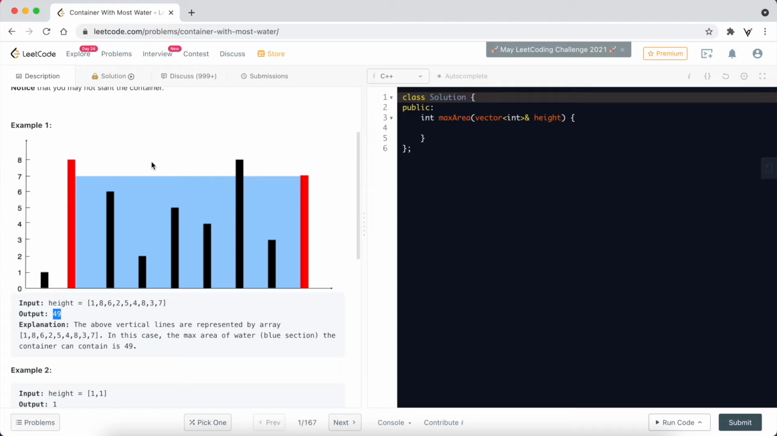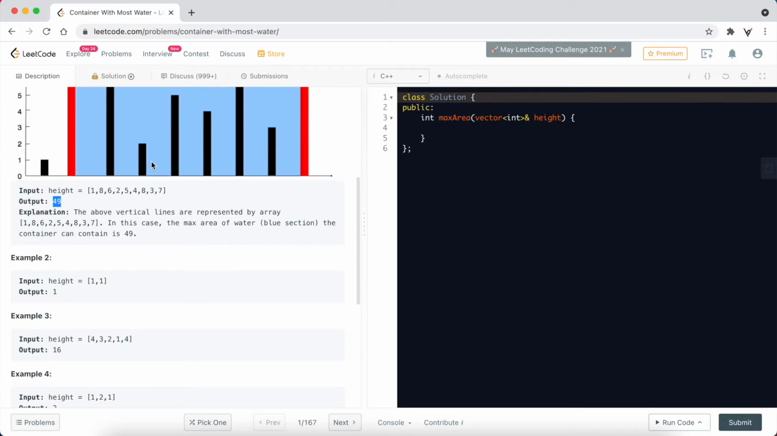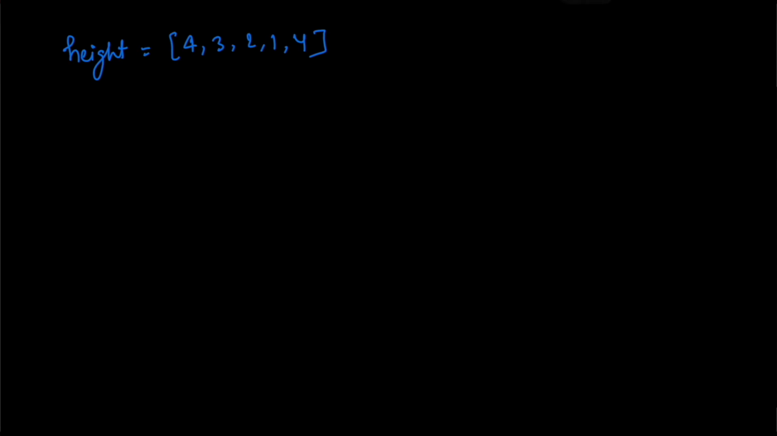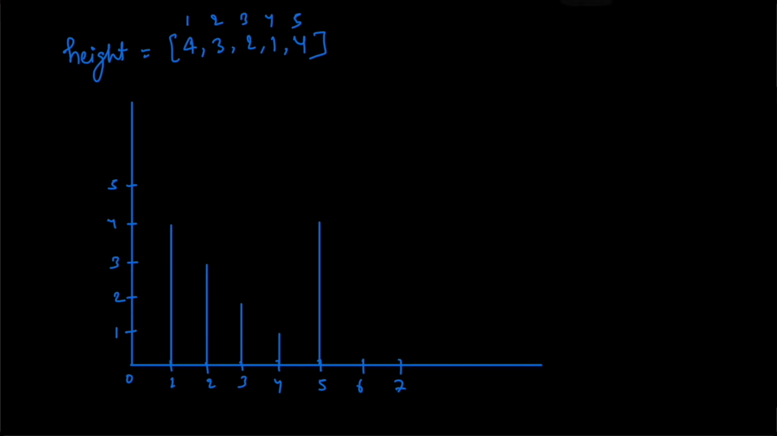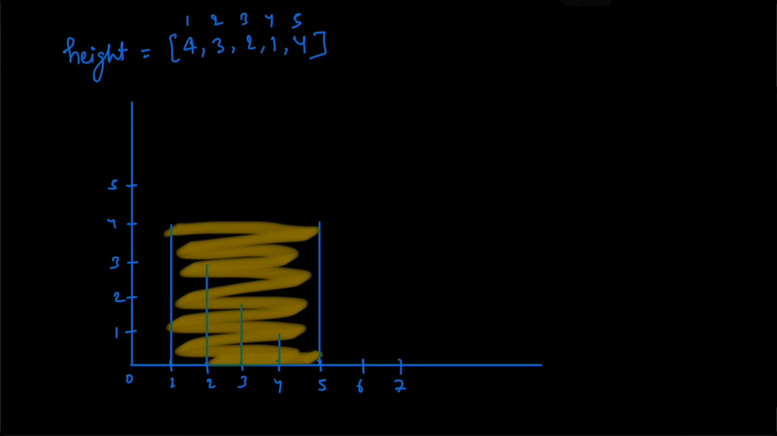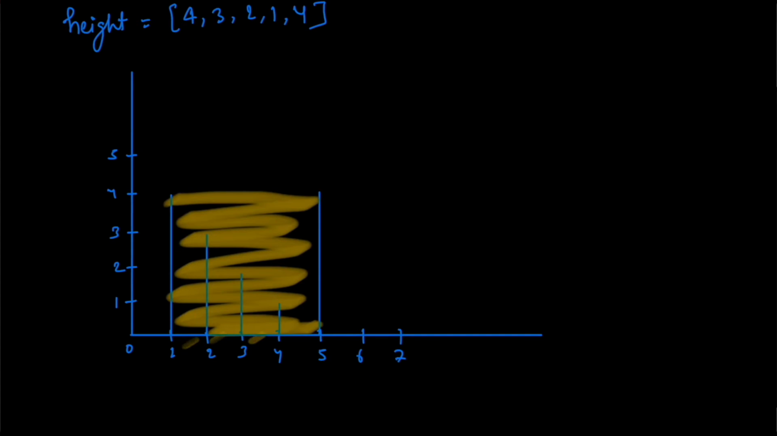So let's understand the problem first with some other example. Let's pick example number 3 with heights 4, 3, 2, 1, 4. Let's draw the diagram for this one. In this example you can simply tell what will be the maximum area, right? This will be the maximum area, and the answer should be 4 here and 4 here, so 16 should be the answer. So how can we write the algorithm to pick the two boundaries?